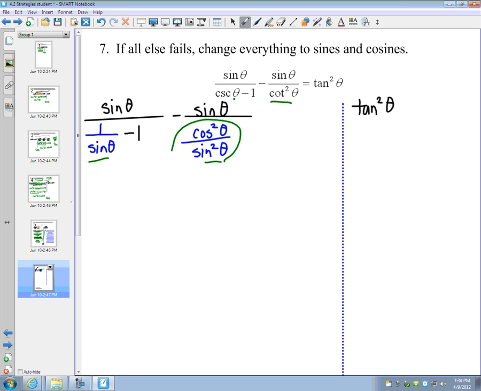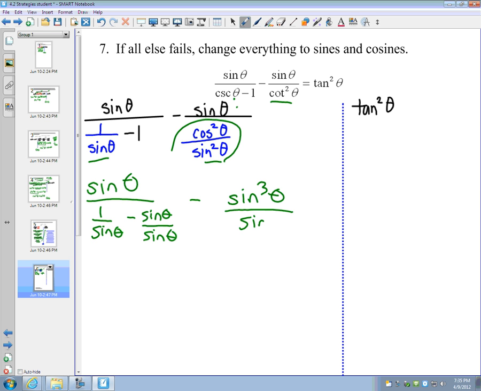Okay, so this is the same as sine theta over 1 over sine theta, and I'm going to combine this, minus sine theta over sine theta. That's the same as 1. Okay, this one I have a number divided by a fraction, so I'm going to kiss and flip. So I'm going to multiply by its reciprocal, so I get sine cubed over sine squared theta. Oh, cos squared theta, rather.